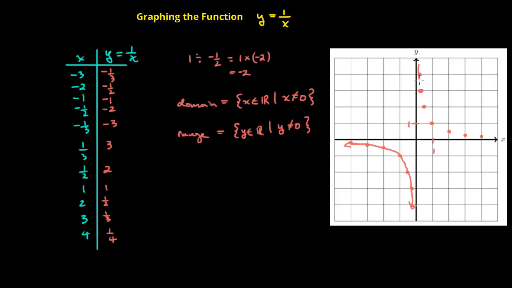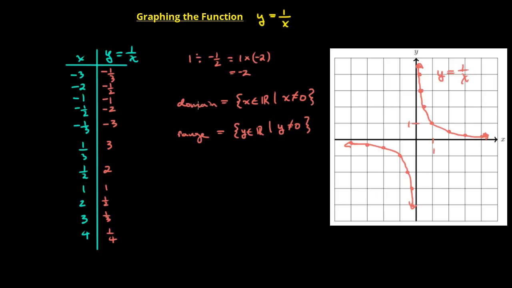So let's go ahead and connect these points with a smooth curve. And then we'll see if we notice anything about the graph of this function. So this is y equals 1 over x. That's the function y equals 1 over x. So a couple things to note.